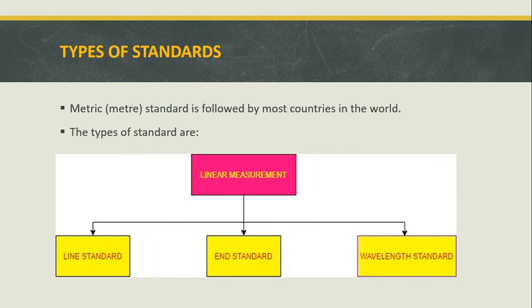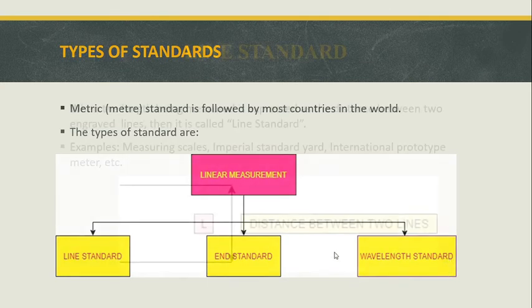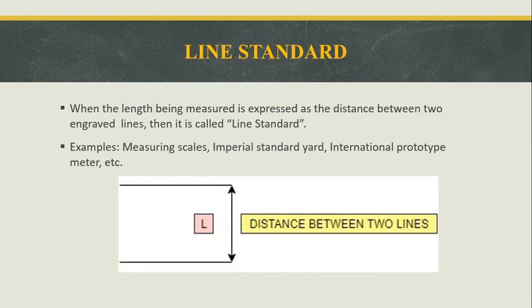Then what are the types of standards? Normally we are calculating linear measurement, and this linear measurement classifies the types of standards. The types of standards are line standard, end standard and wavelength standard. Now we are going to see what is meant by line standard.